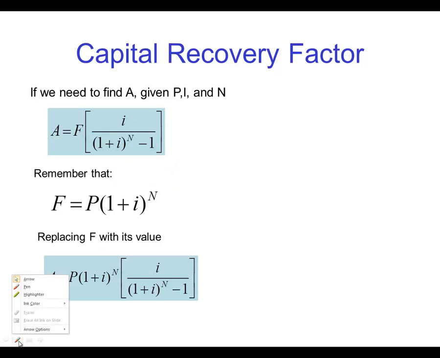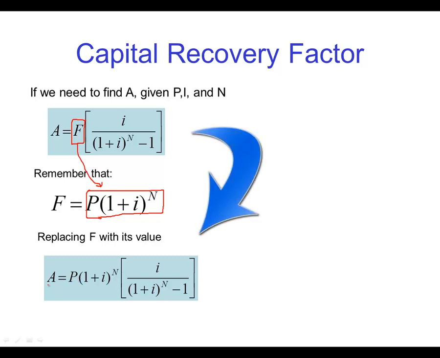And let me use the pen here. So actually I'm replacing F here with its value, and its value here is P multiplied by (1 + i)^n. And that's what I got here. So A is equal now to P multiplied by (1 + i)^n multiplied by the sinking fund factor. So this was the sinking fund factor. Now I added another factor to it.